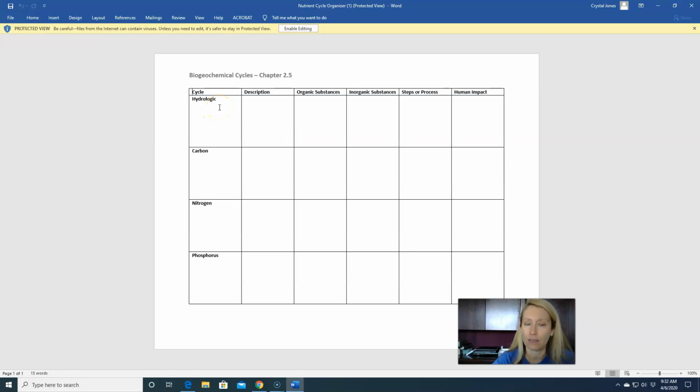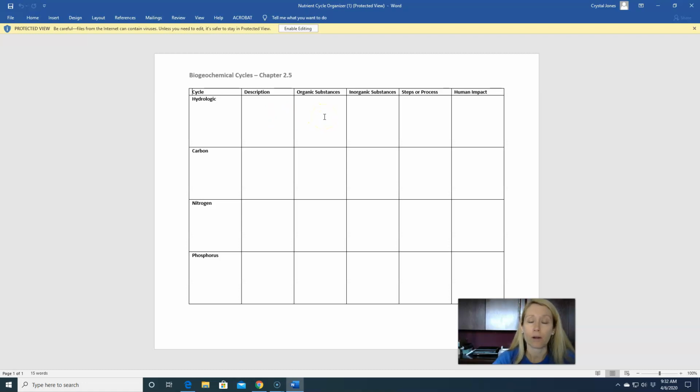So hydrologic is the same thing as the water cycle. So you'll tell me a little bit about what it is. You're going to tell me what living things, so organic means living things, have water in them and are part of the water cycle, what non-living things have water in them and how are they part of the water cycle. And then you can briefly describe how things move from one thing to the next, and then how humans are impacting that cycle. So if I did the water cycle, for example, the description is something simple like, this is how water moves on our planet. Very brief, right?